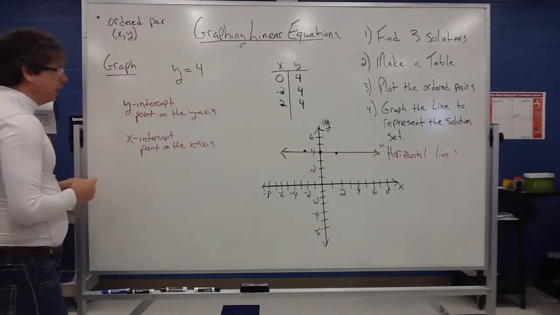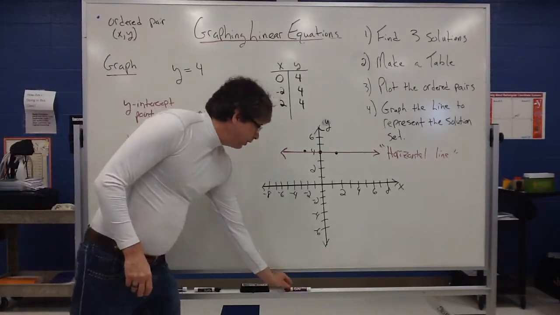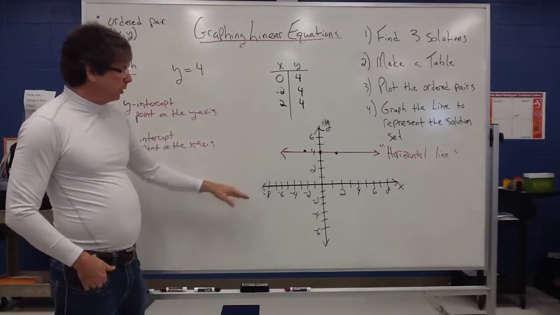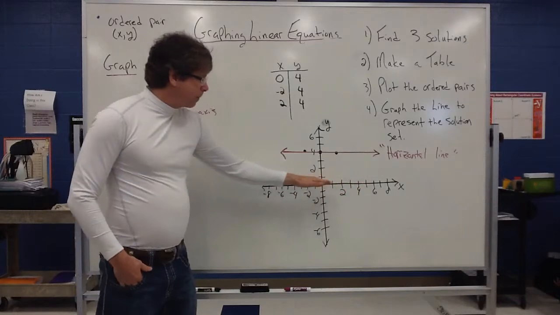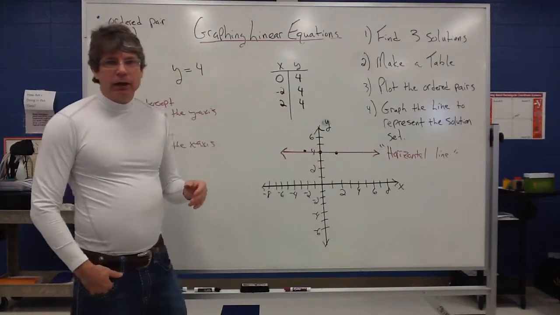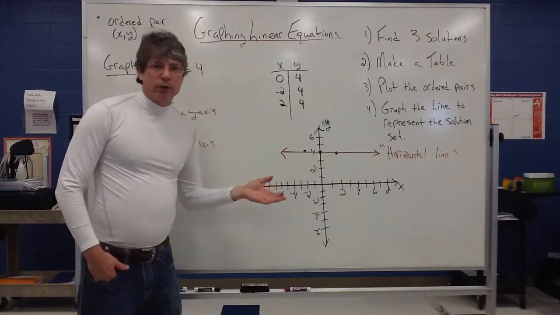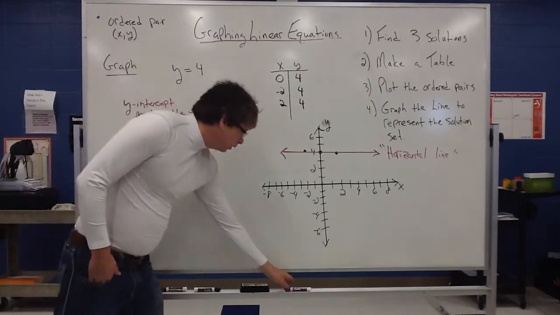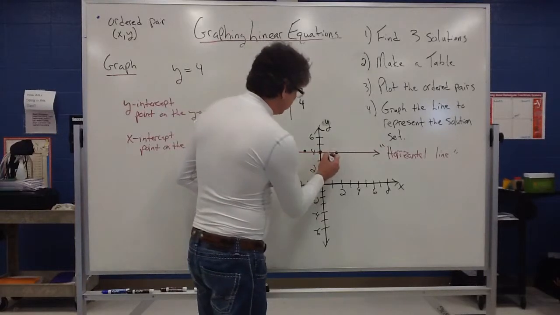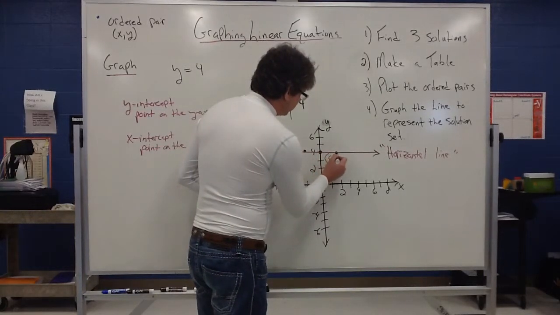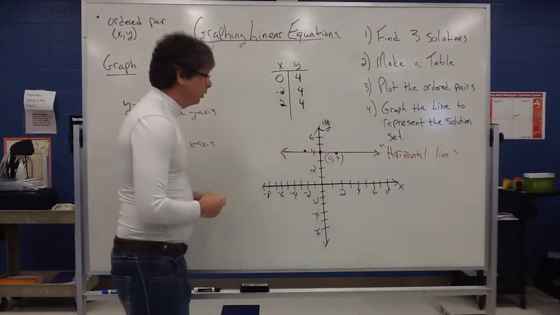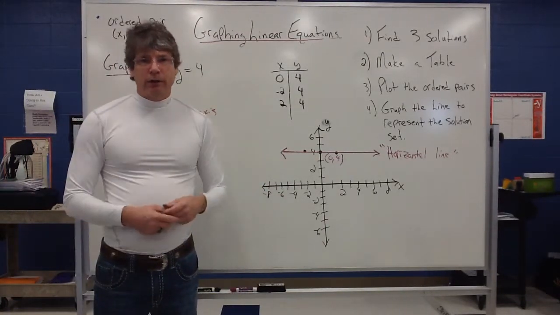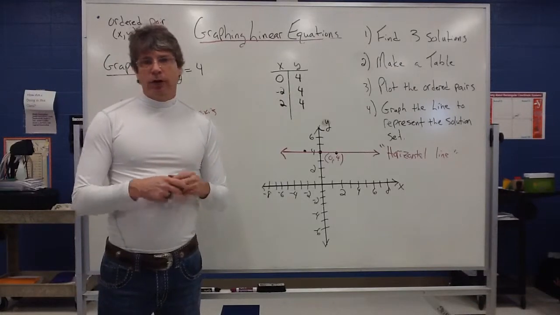So if we look at this example, we can kind of see that a horizontal line does indeed have a y-intercept, but since it's parallel to the x-axis, it doesn't cross the x-axis, therefore it does not have an x-intercept. So in this case, the y-intercept would be (0, 4). Okay? So we're going to kind of move into those thinking patterns here as we move on. So stay tuned for our next video.